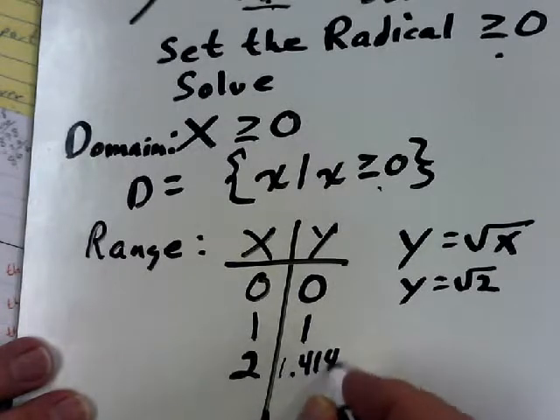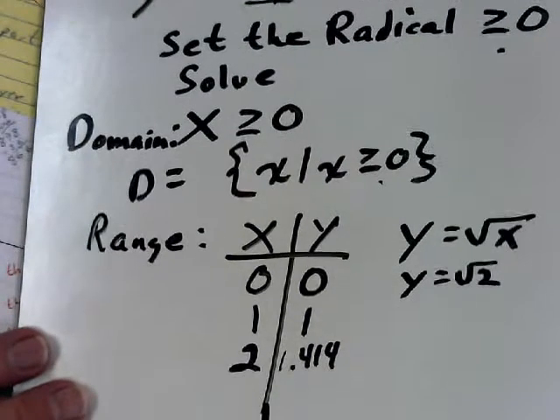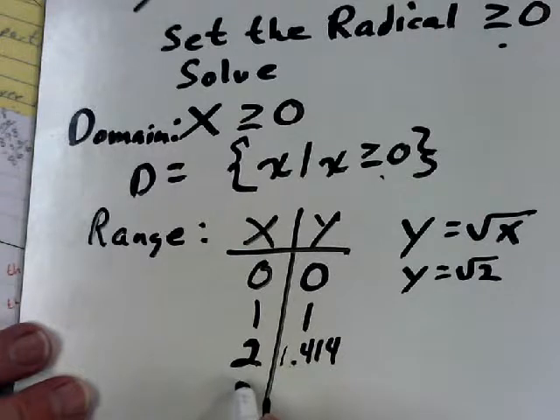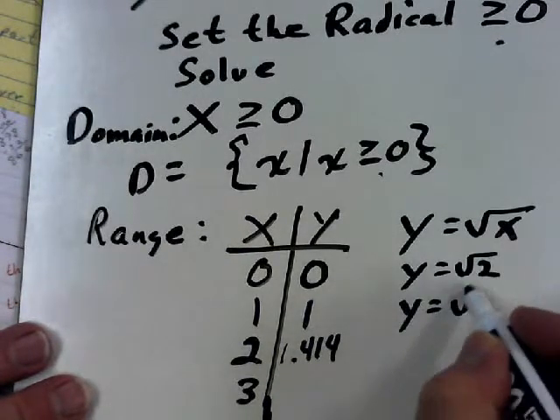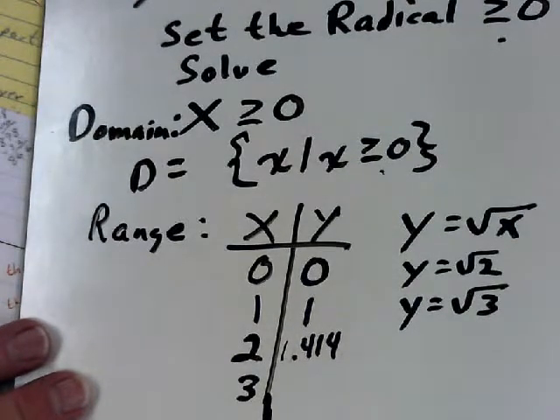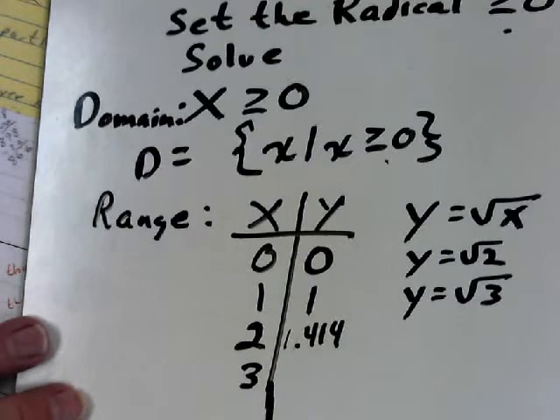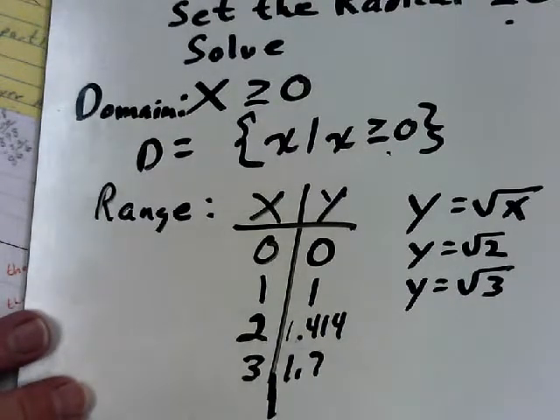1.414. What's the next value? 3. So then I'd have y equals the square root of 3. I believe that's about 1.7.